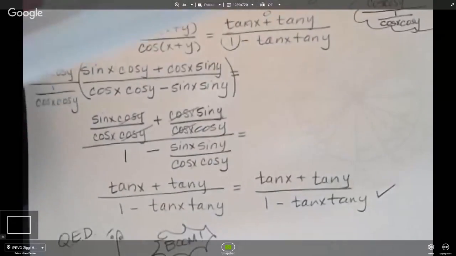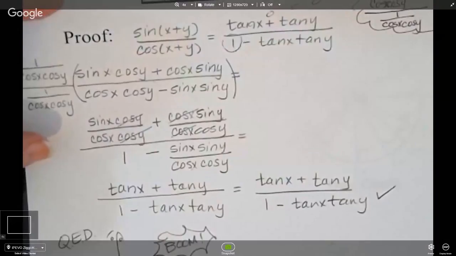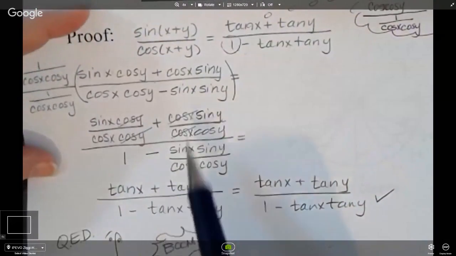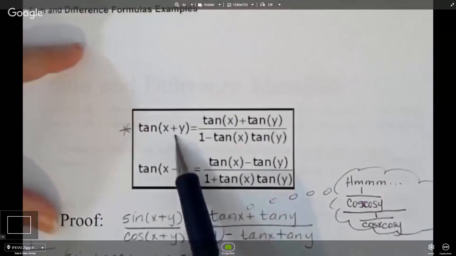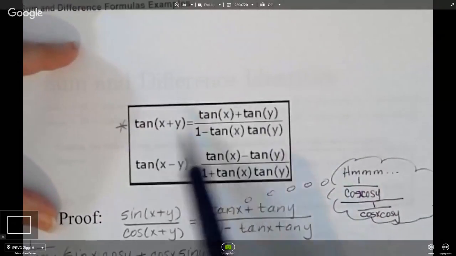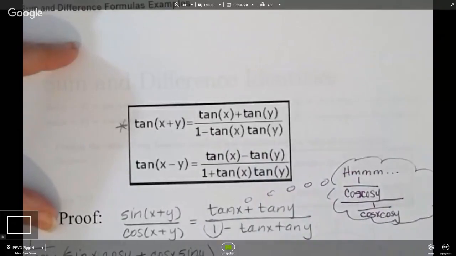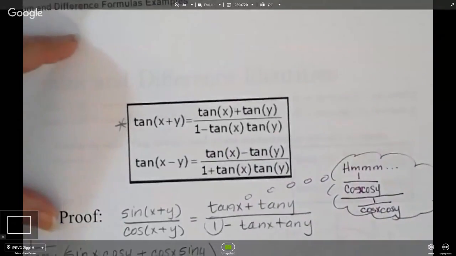All right, so that's the tangent of a sum and difference. And notice that if you have a sum, the numerator has the same sign and the denominator has the opposite sign. And that helps me sometimes when I'm trying to memorize these things.